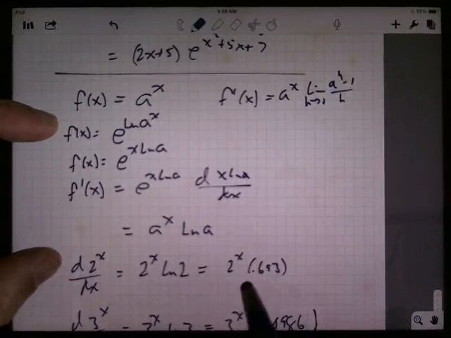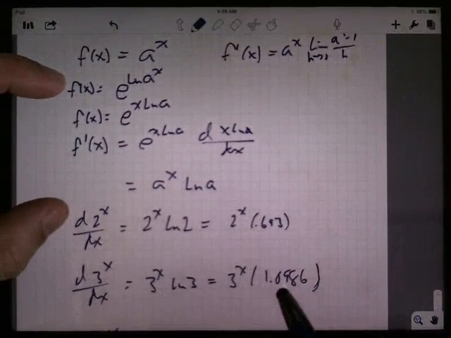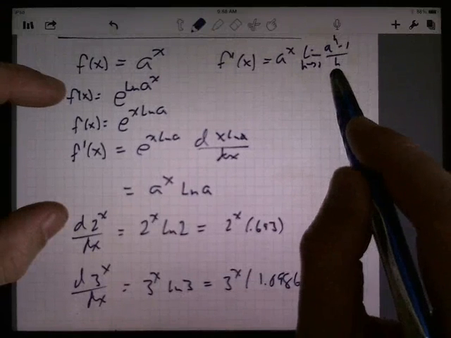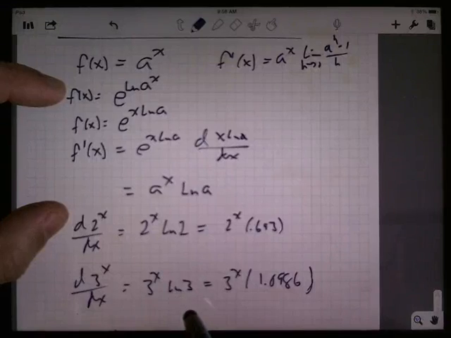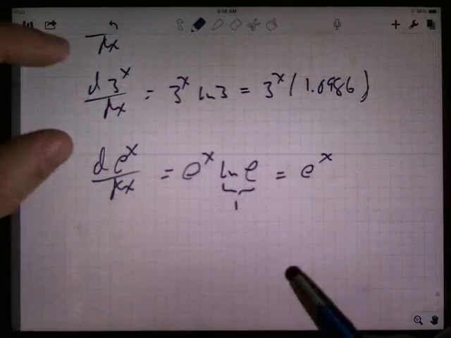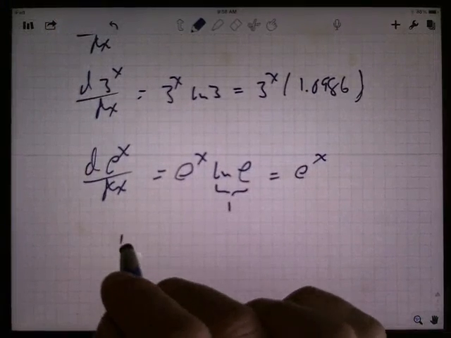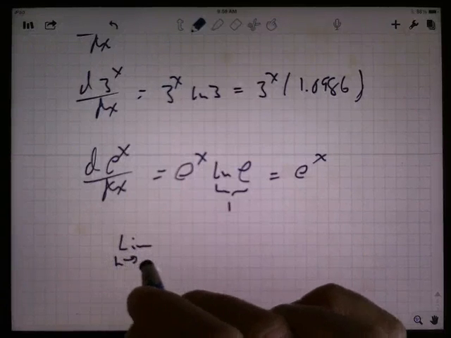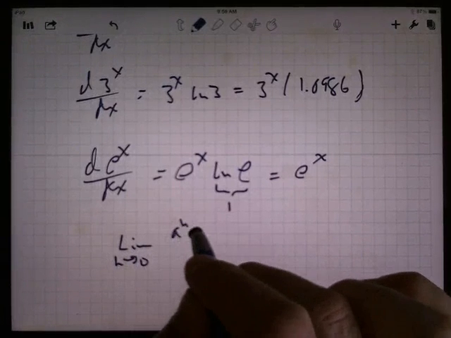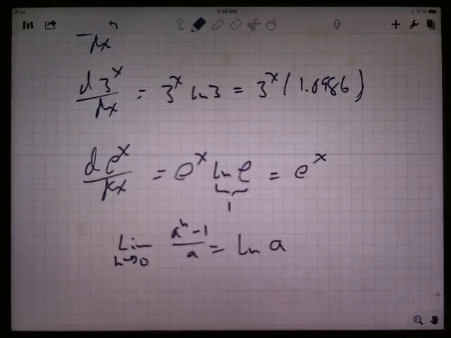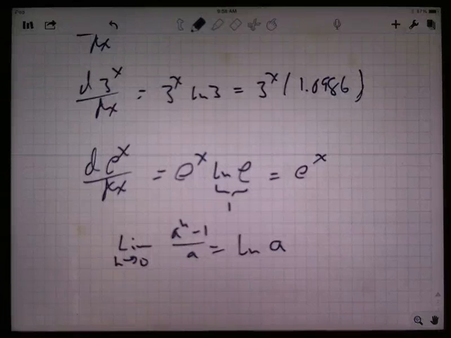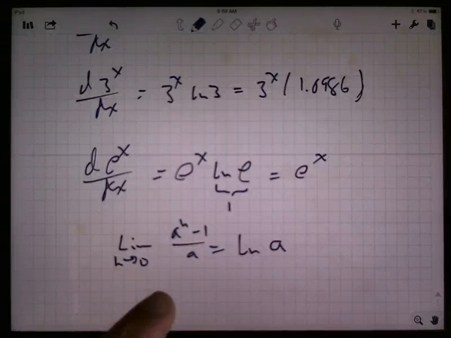So the limit of 2 to the h minus 1 over h as h goes to 0 is 0.693. That's the natural log of 2. The limit of 3 to the h minus 1 over h as h goes to 0 is the natural log of 3. And in general, the limit as h goes to 0 of a to the h minus 1 over h is the natural log of a. Okay. So anyway, that was kind of a loose end that we had from section 3.1, but now that we have the chain rule, we can fill that in and figure out what that limit is.